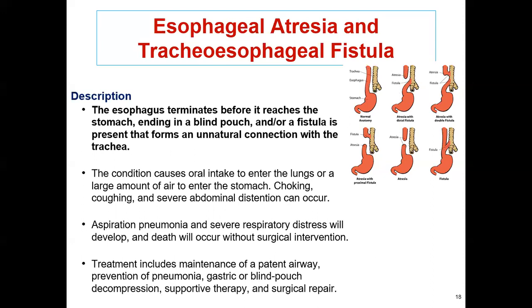In this picture, we can see different esophageal atresia and tracheoesophageal fistula, because the trachea continued to the esophagus and formed a tracheoesophageal fistula. So first of all, it is esophageal atresia.